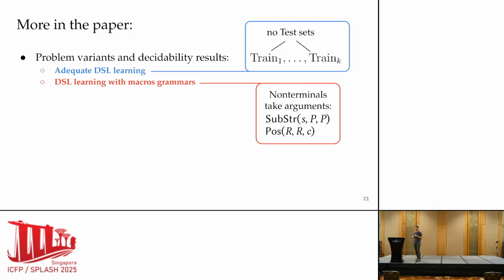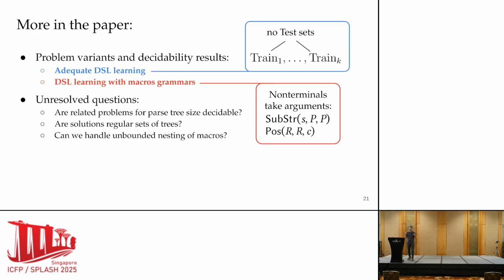In particular, we looked at a natural weakening of the problem, which we called adequate DSL learning. This is the version where we don't have these test sets, and we just have a bunch of examples as a learning instance, and we're trying to make sure that our DSL expresses a solution for each of them. We also looked at varying the mechanism by which you define DSLs. Instead of using grammars, we can use something slightly more expressive, a macro grammar. This is a grammar that has non-terminals which can take parameters.